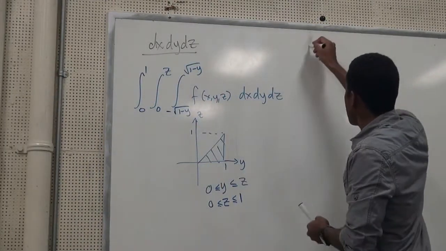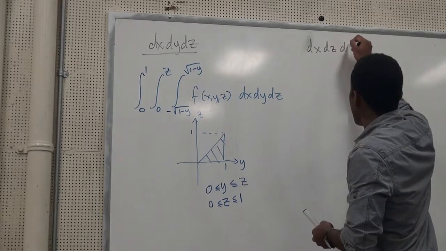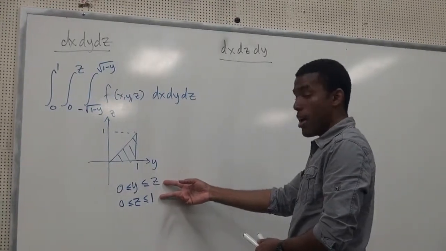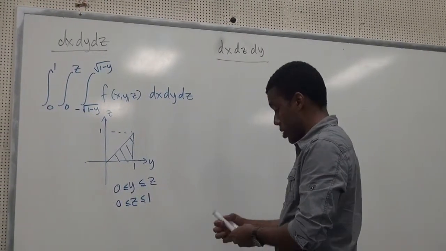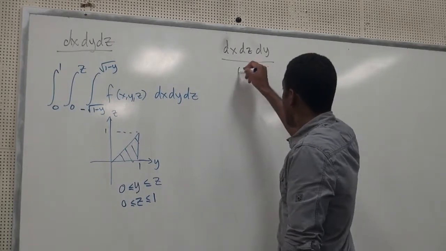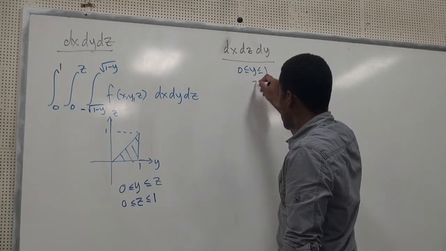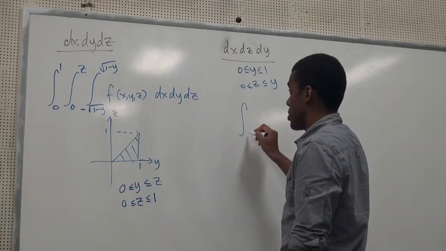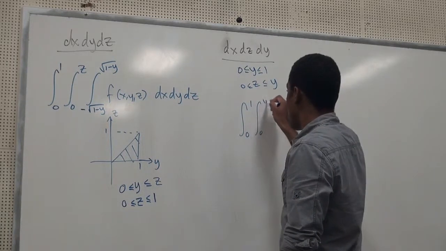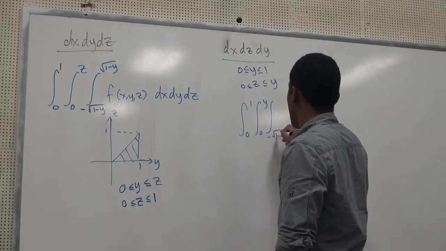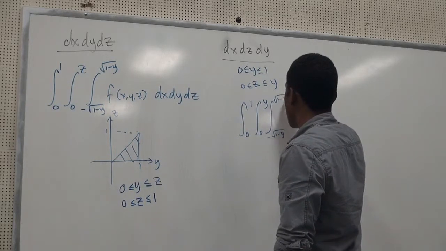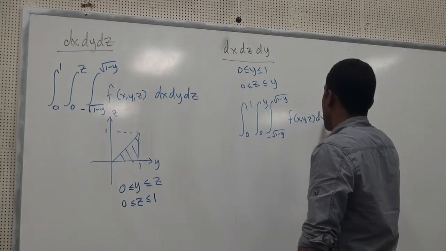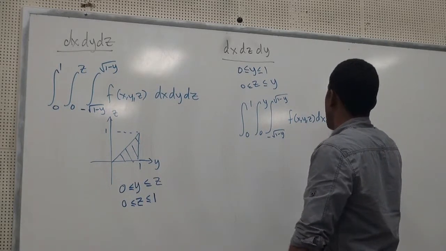Now if I'm looking at instead dx dz dy, the only difference is here I want to switch these two, right? Let y go between the constants and let z go between the functions. So I would have y goes between 0 and 1, and z goes between 0 and y, and everything else would stay the same. So this would be 0 to 1, 0 to y, minus square root 1 minus y, positive square root 1 minus y, and x, y, z, dx dz dy.